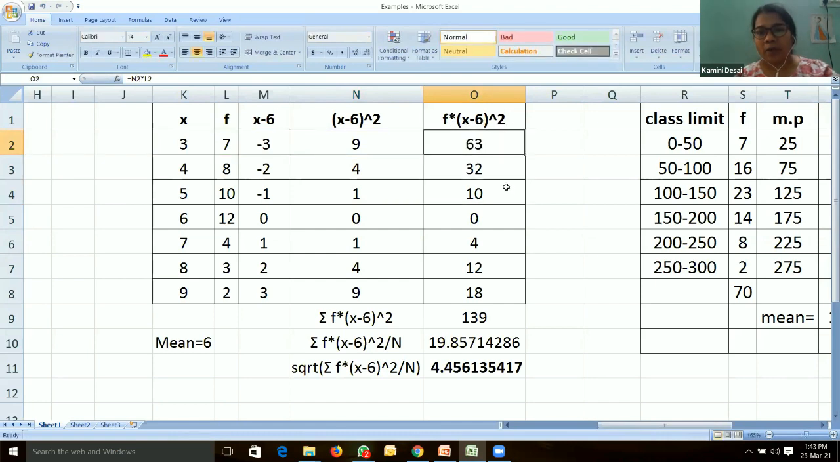So f, which is equal to this into this. I got the answer 63. And this sum is 139.